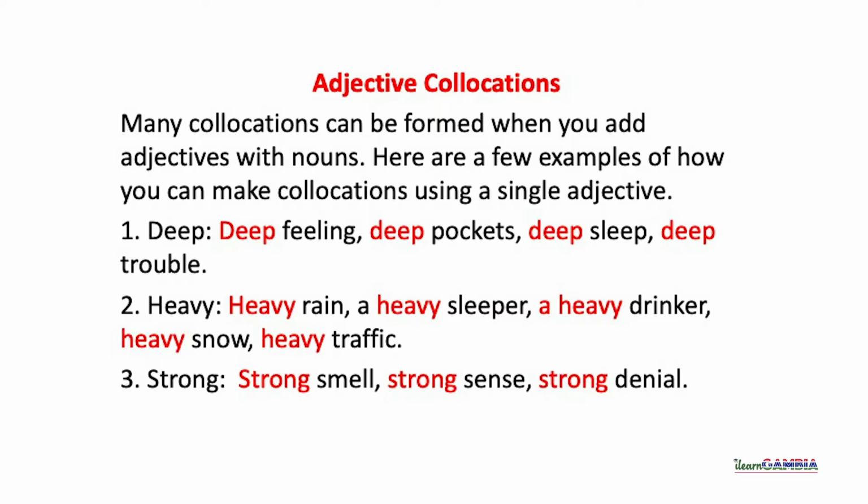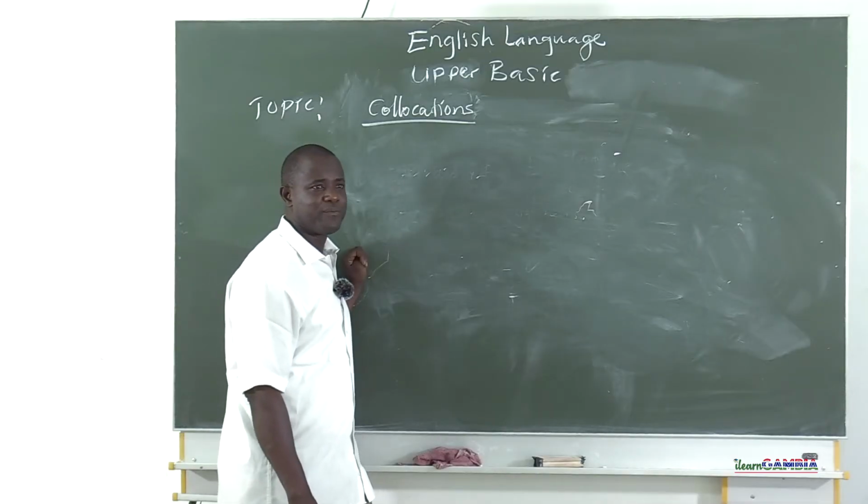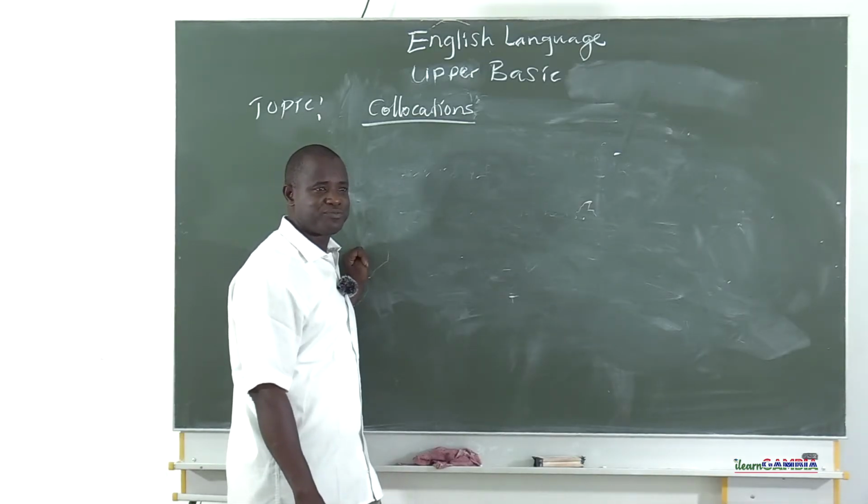So you also have heavy rain. The adjective here is heavy, followed by rain, heavy sleeper, heavy drinker, heavy snow, or heavy traffic. We also have strong smell, strong sense, and strong denial. So all these words colored in red are all adjectives and they have been followed by a noun. So we move on. Now noun collocation.